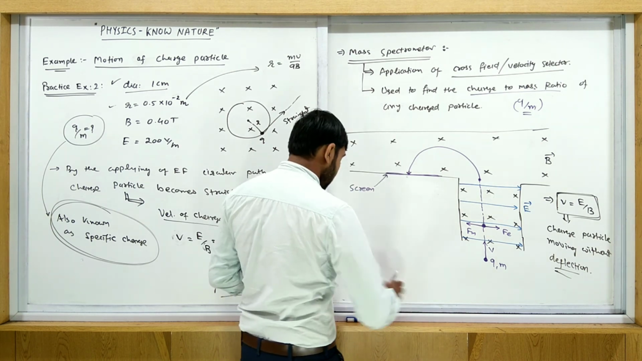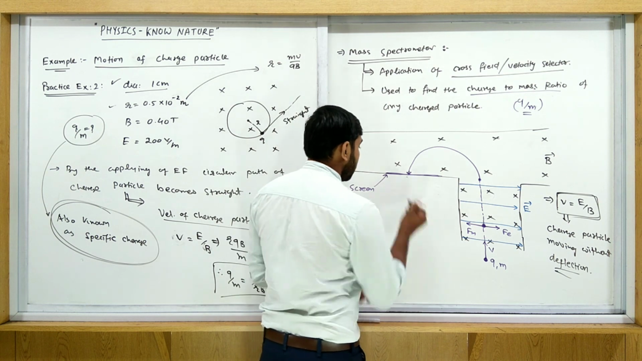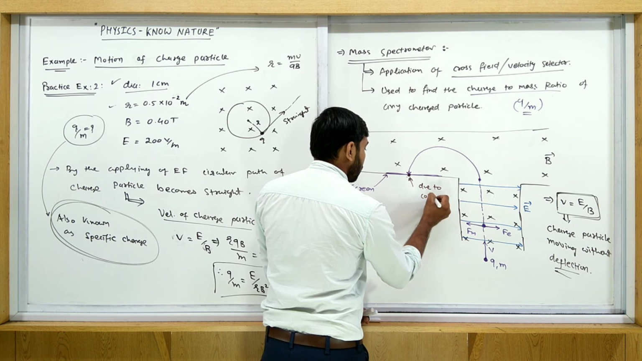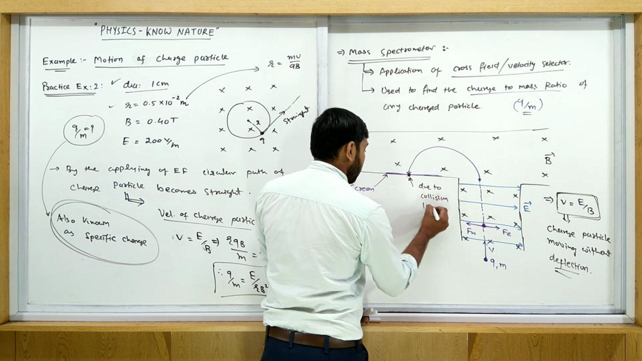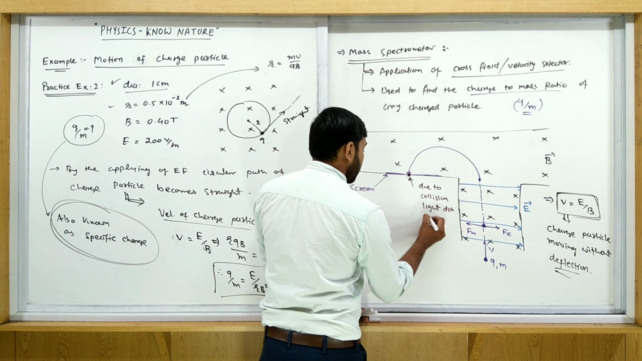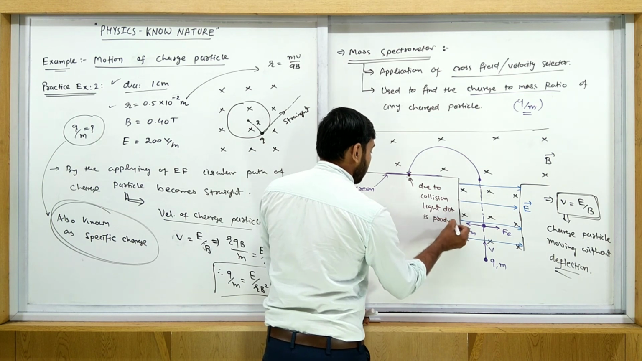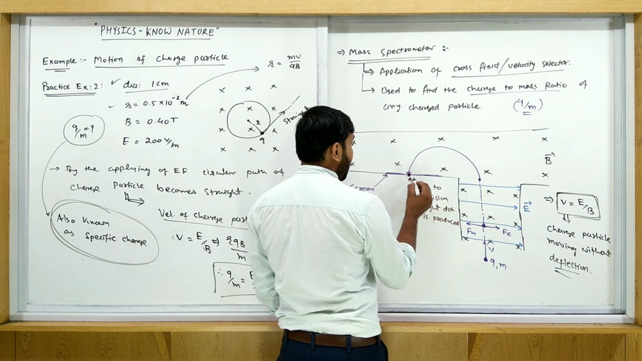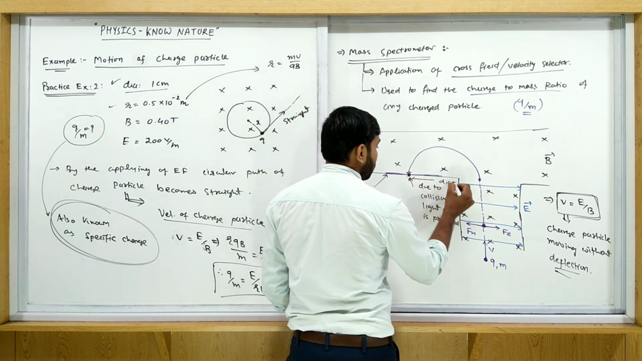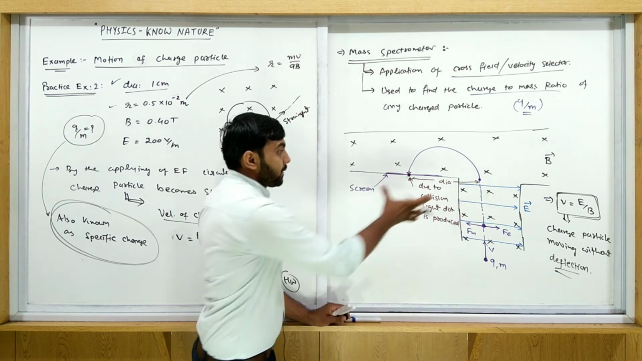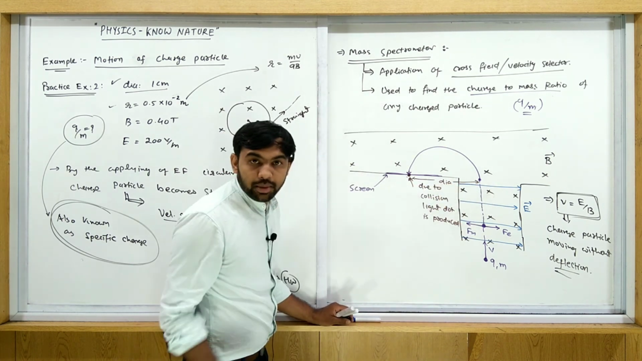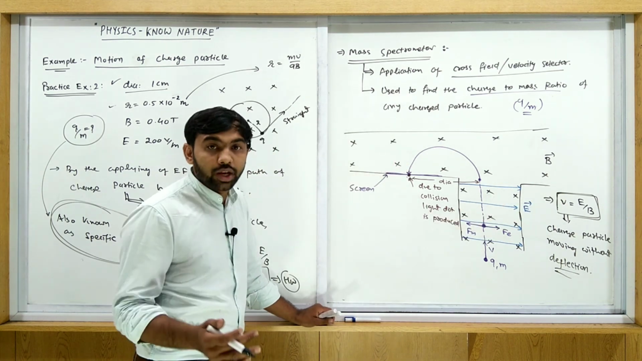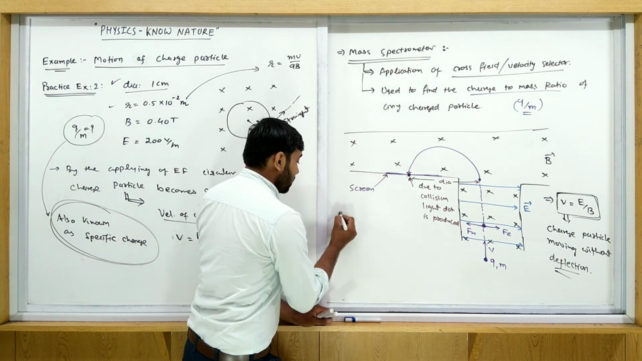Okay, at this point, due to collision, light dot is produced. If the light dot is produced, then from this point to here is the diameter. This one is what? Diameter. So experimentally you measure the diameter, you know the value of E, you know the value of B, because you select these values. So diameter is known here. It means radius R is known.